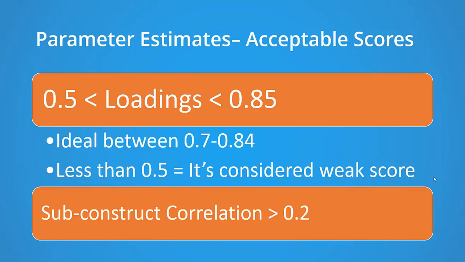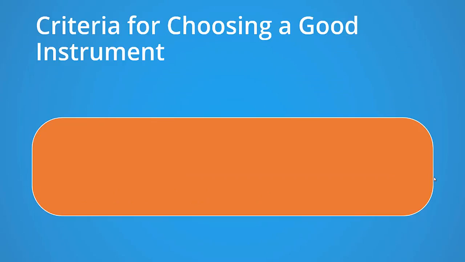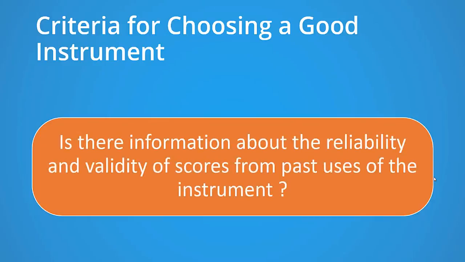So if we go back again to our presentation and we go back to the question which we asked in the beginning, is there information about the reliability and validity of scores from past uses or from the current instrument? Now when you review a research report, you should be able to look at the CFA, confirmatory factor analysis, if any had been done, and analyze that. So you're able to interpret the data in terms of fit statistics and also in terms of the parameters.